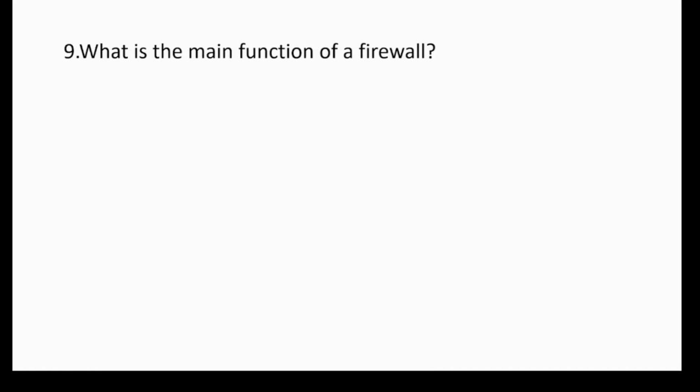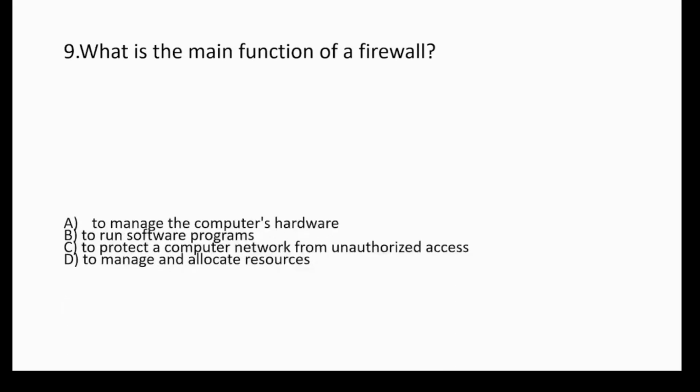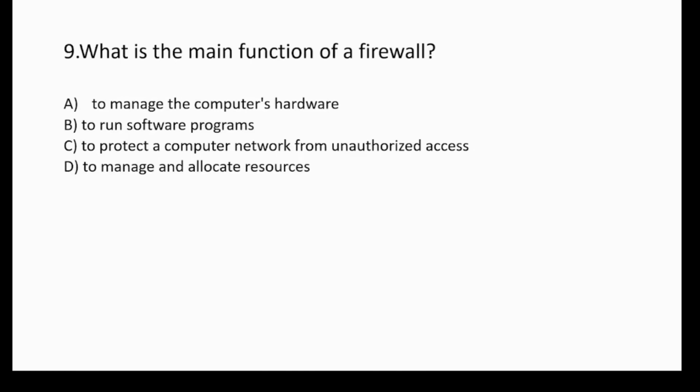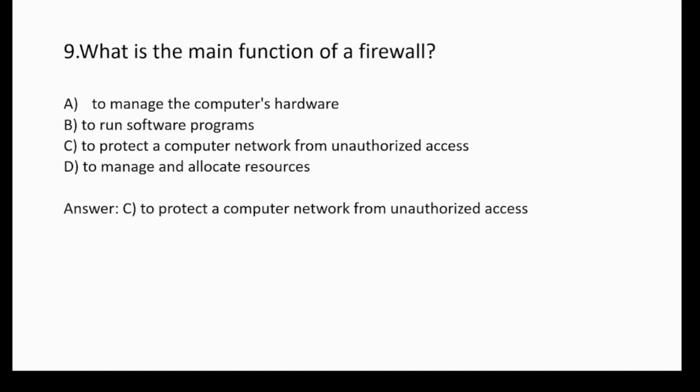Question number 9. What is the main function of a firewall? Option A, to manage the computer's hardware. B, to run software programs. C, to protect a computer's network from unauthorized access. D, to manage and allocate resources. Correct answer is to protect a computer network from unauthorized access.